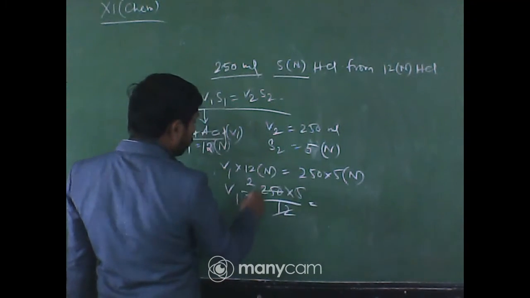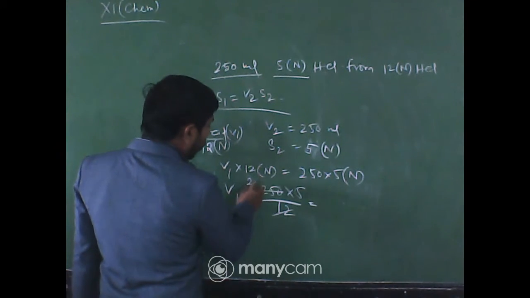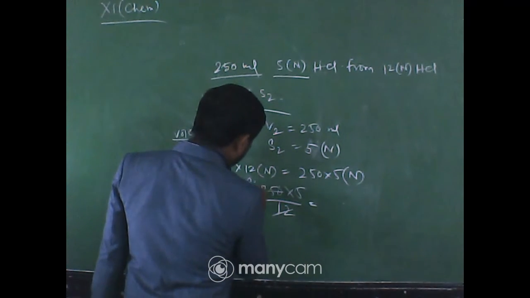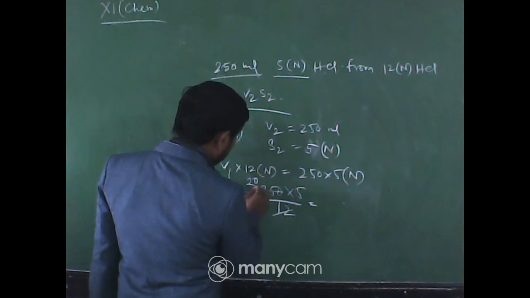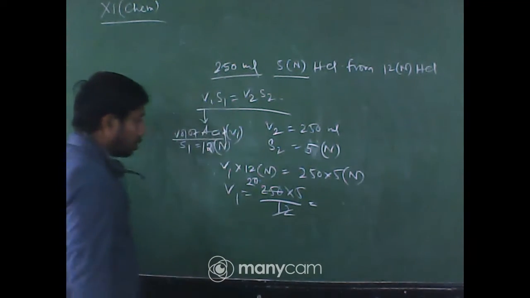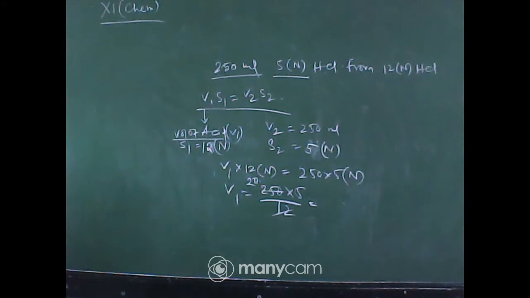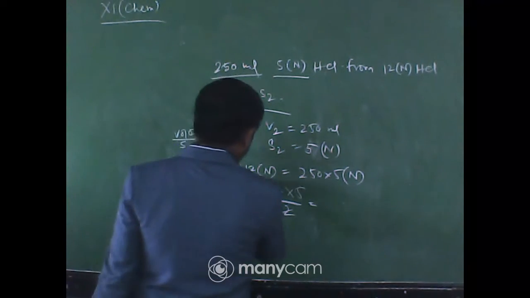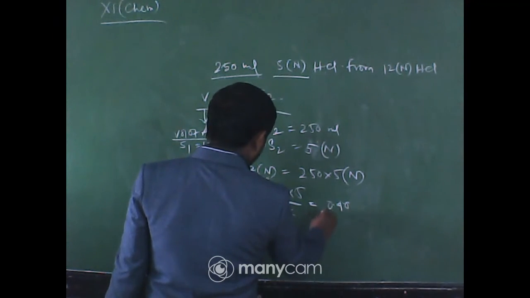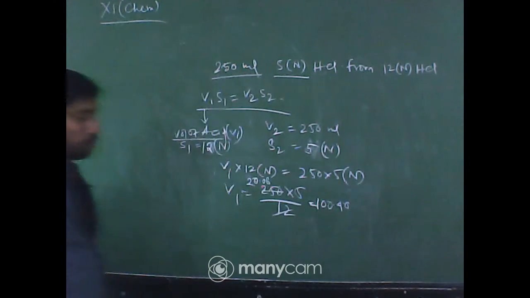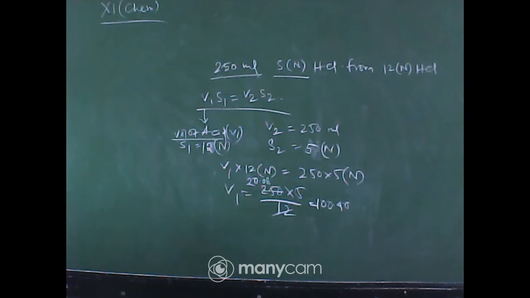This is roughly 20.8. So 5 into 250 by 12 gives about 104 ml.